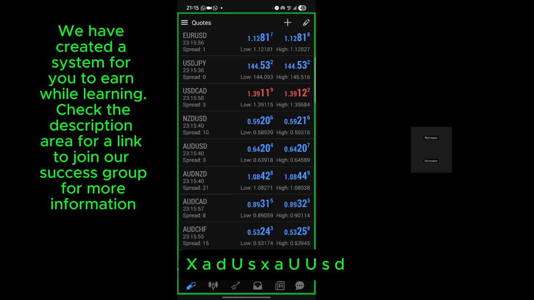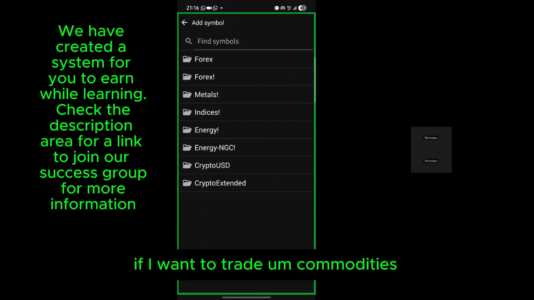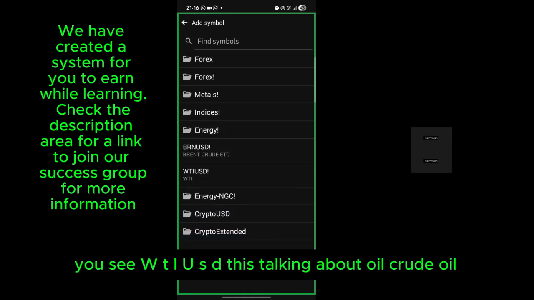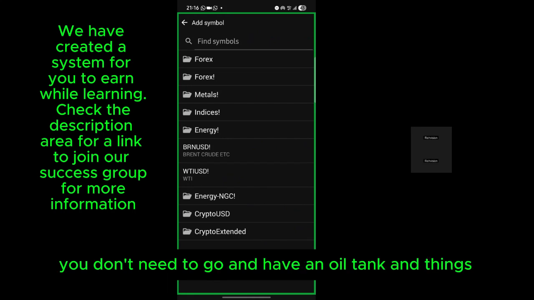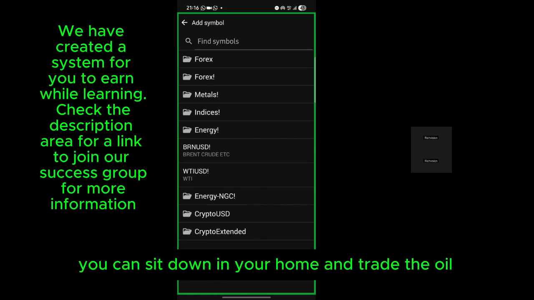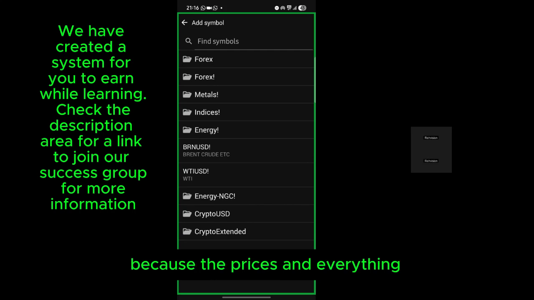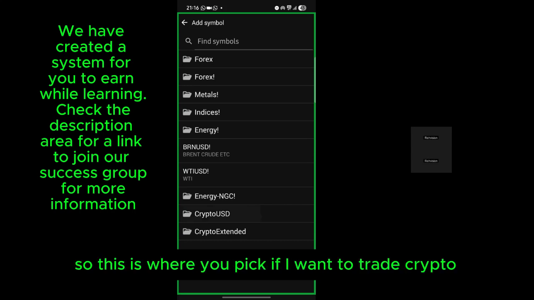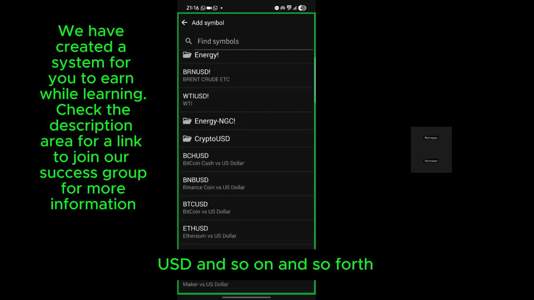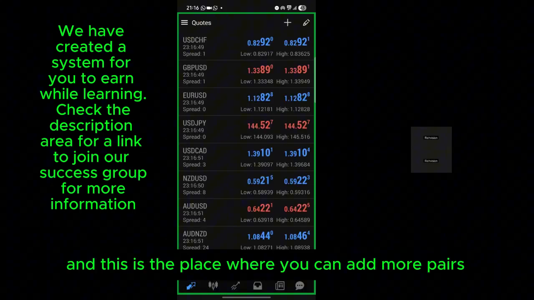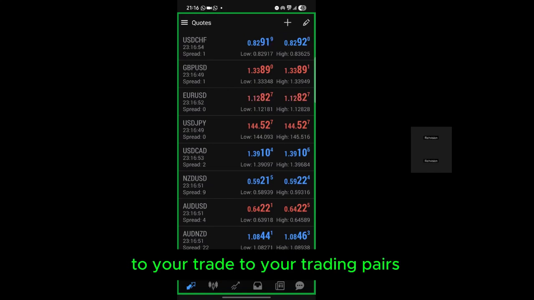XAU USD. If I want to trade commodities, cryptocurrency, oil and gas, if you come to this place, you see energy, you see WTI USD. This is talking about crude oil. You don't need to go and have an oil tank and things. You can sit down in your home and trade the oil, because the prices you see here are the same prices you are going to see in the open market. So this is where you pick. If I want to trade crypto, you can see different crypto, BTC USD, and so on and so forth. This is the place where you can add more pairs to your trading pairs.